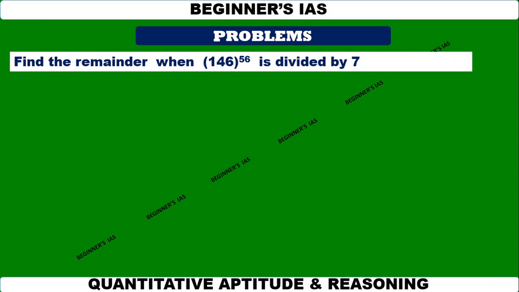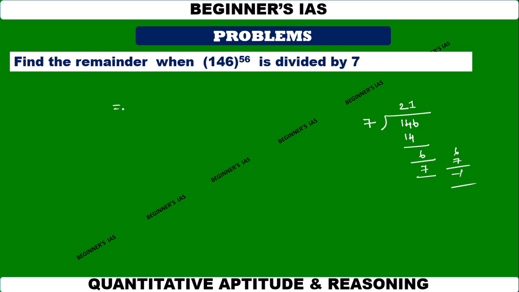So 146 the whole power 56 is divisible by 7. Now check the answer here. So how to express this? I'm just dividing 146 by 7. Now check with the tables. This is nothing but 2, 14. Now it leaves a 6, which is nothing but, if I take 1 here, 6 by 7 leaves a remainder of minus 1. Yes, this is also very important.